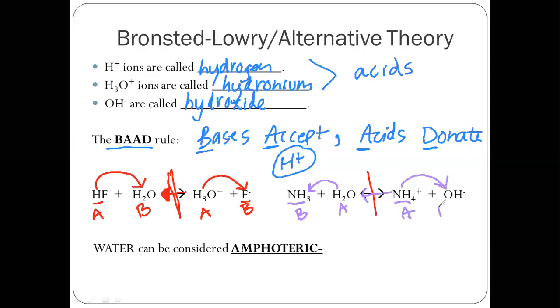So NH4 needs to donate an H. So acid, base. And then the last little bit on this page says water can be amphoteric. If you look at water here and you look at water here, water can act as an acid or a base. So it can donate hydrogen or it can accept hydrogen. So that is what amphoteric means.